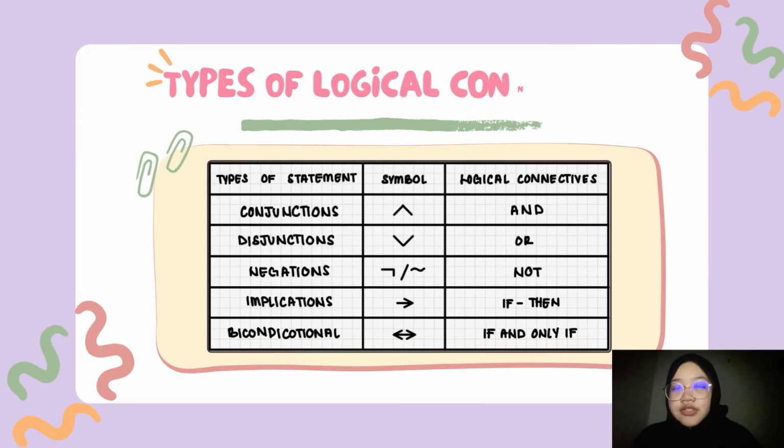My name is Nurul Izzati and here are the types of logical connective. We have 5 types of statement. First, we have conjunction, and the logical connective is AND. For the second one, we have disjunction. The logical connective is OR. And third, we have the type of statement negation, where the logical connective is NOT. And the fourth one is implication. The logical connective is if then. And lastly, we have biconditional, and the logical connective is if and only if.